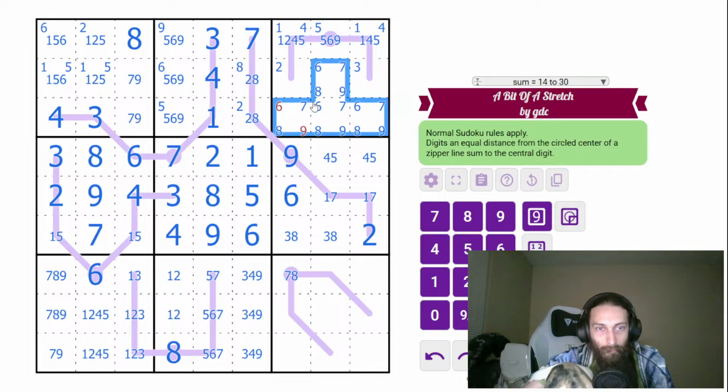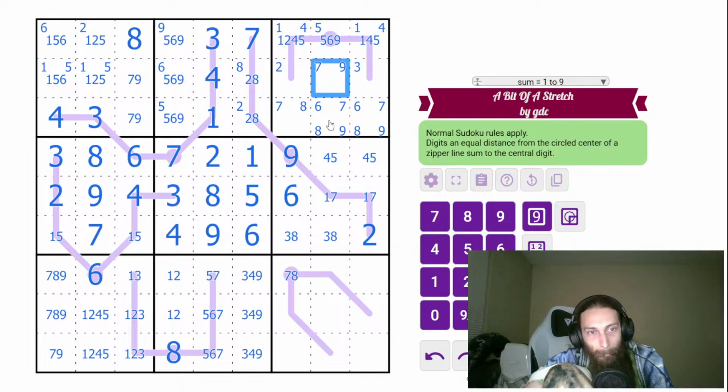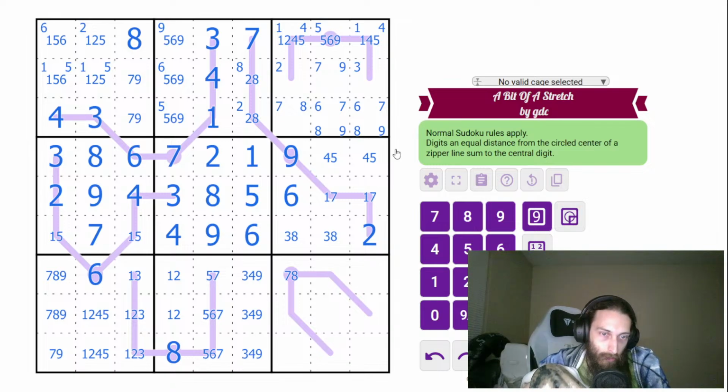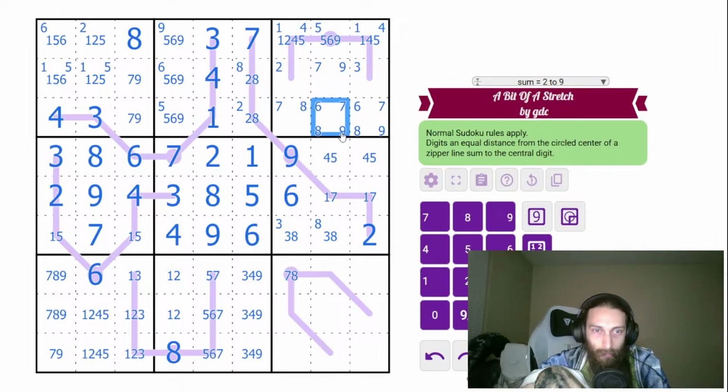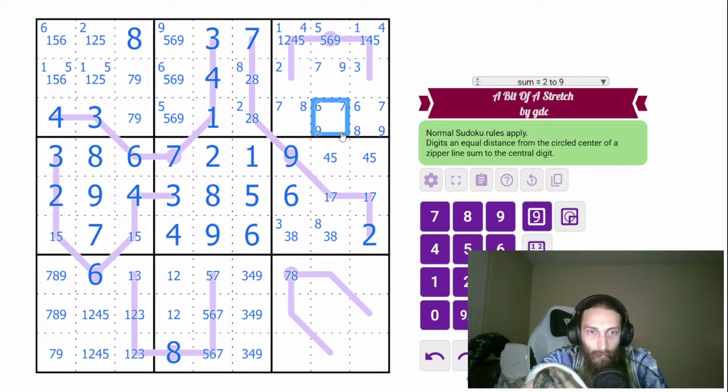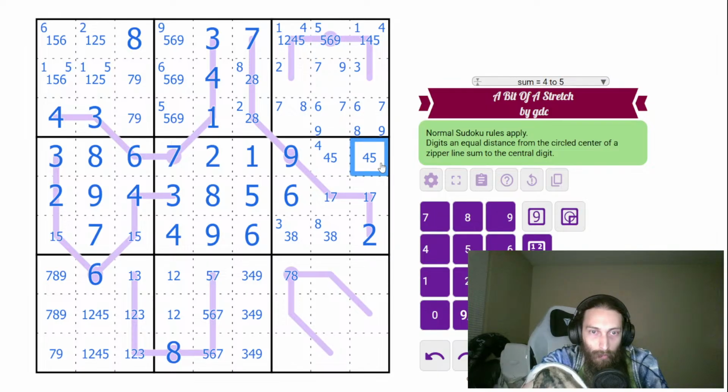6, 7, 8, 9. This one would be 6, 9. Well, the center digit would be 7 or 9. Yeah. 6, 8. Can we go farther than that? I think so. 7, 8 would be 3 and 8. So 5 would be 4 and 5.